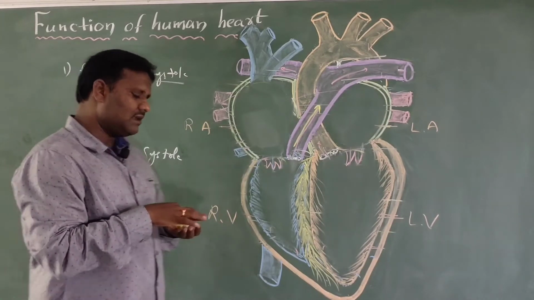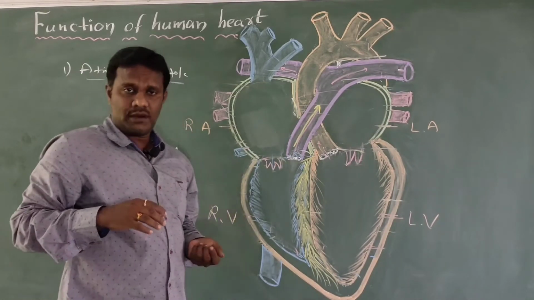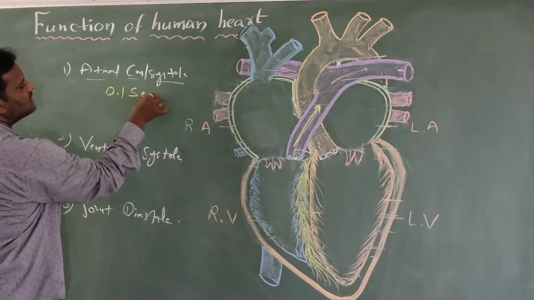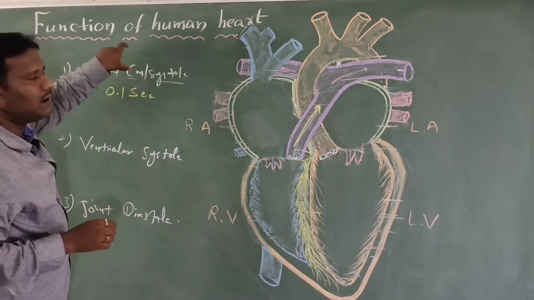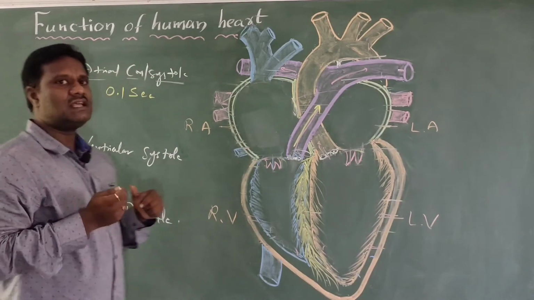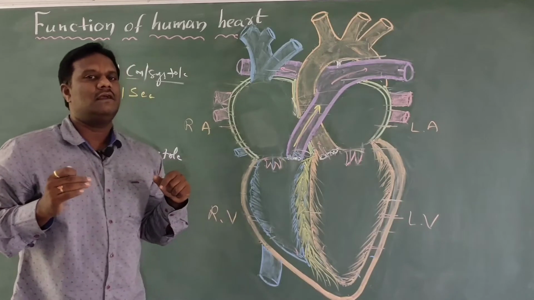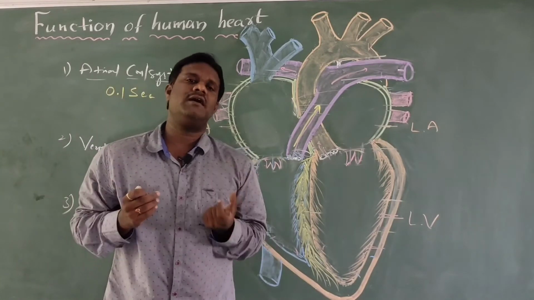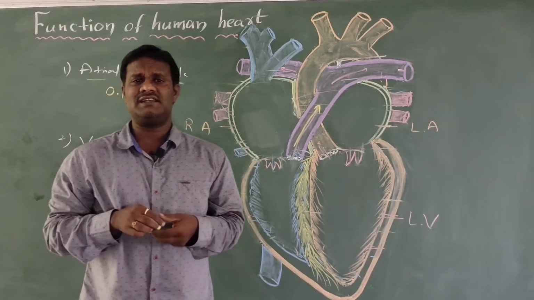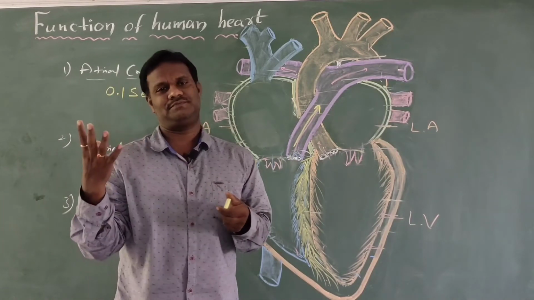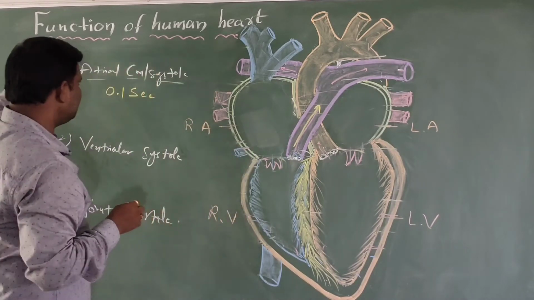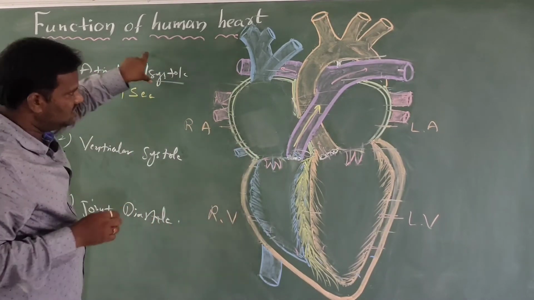Atrial contraction in the human heart takes 0.1 second. What happens in atrial contraction? Generally we have heard about how our heart works. We commonly say the heart works with the sound of lub dub. Lub dub is one heartbeat. So here we can start with the atrial systole.